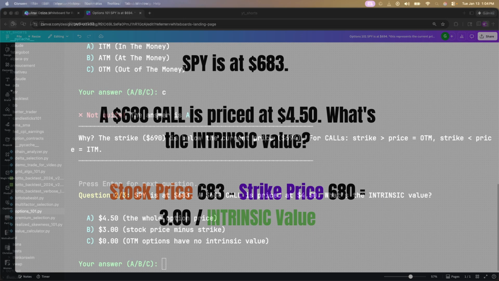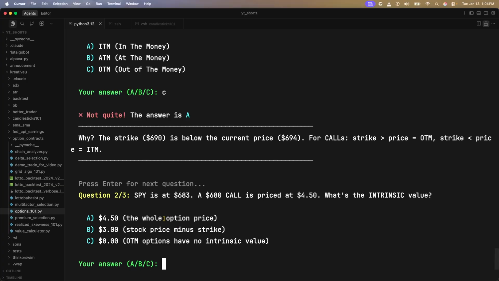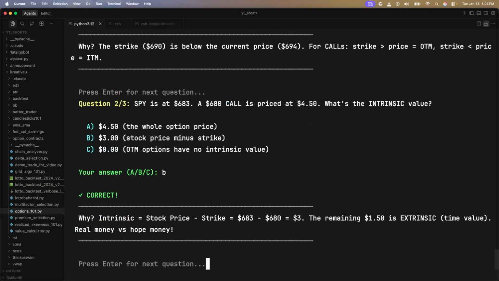So let's go back. Do we see $3? We do see 3. Let's go ahead and put B. Look at that. Intrinsic equals the stock price minus the strike price, and we're going to have $3. The remaining 150 is the extrinsic value, right? So they threw this 450 in here to trip us up. I mean, you could use it to figure out the intrinsic value, but if we already have a straightforward equation, let's use it and move forward.